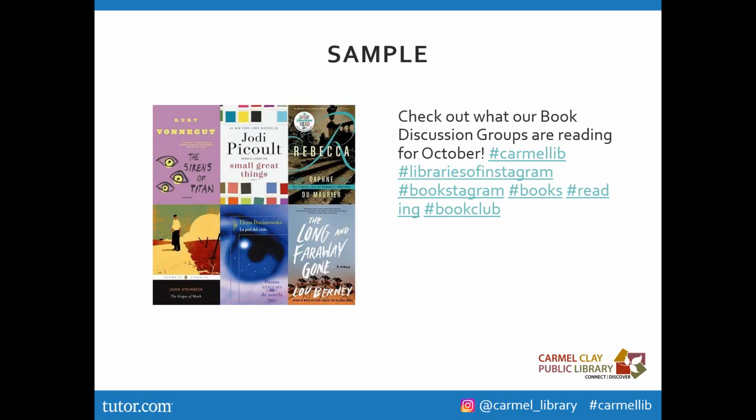So here's one more sample. The description I put with this one is, check out what our book discussion groups are reading for October. And the picture is a collage of the books they're reading. And then this is how the hashtags look underneath it. So you've got all of them listed out separately. The only spaces are the spaces in between the hashtags. And I've changed it for this. They actually are more generic blue color than this teal, but there's a different color to show that they're linked.